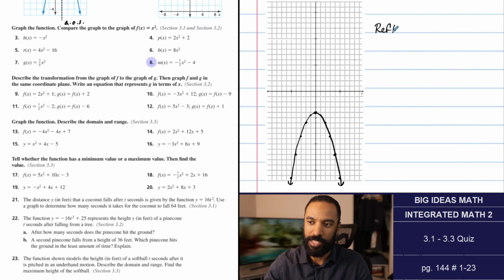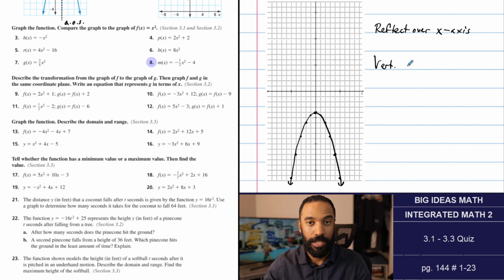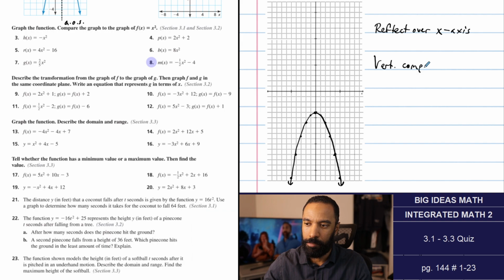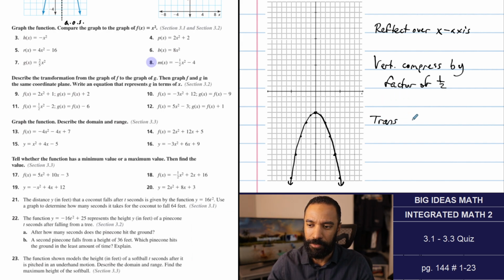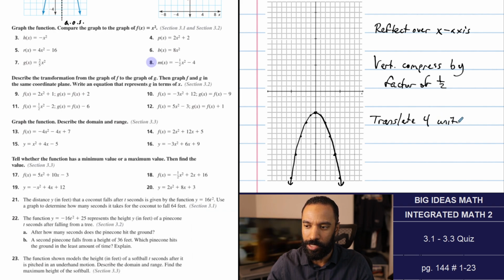Reflect over the x-axis. That's the negative portion. It's a vertical compression. That's the 1/2. Vertically compress or shrink by a factor of 1/2. And don't say negative 1/2. The negative already did the thing in the reflection, right? And then you translate 4 units down. You vertically translate, but if you say down, I think that applies. You translate 4 units down.